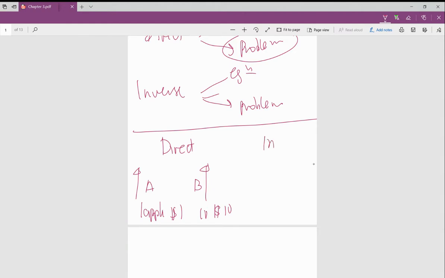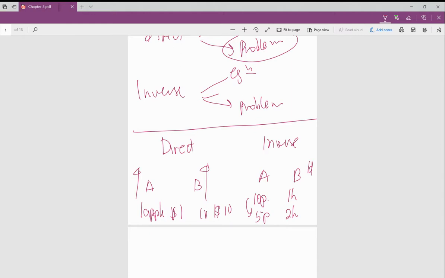In the case of inverse proportion, for example, A and B, A represents the number of people to paint a house. 10 people can paint one house in one day. But if you have 5 people, this is reduced. Will the time taken reduce? No, it will be increased, be doubled. So it takes 2 days to finish. So this is inverse proportion.